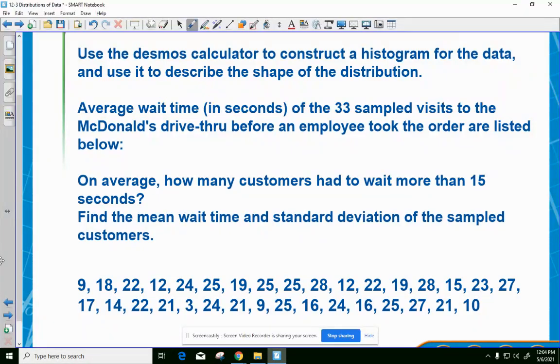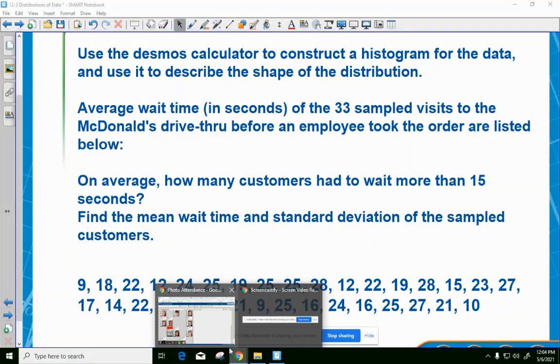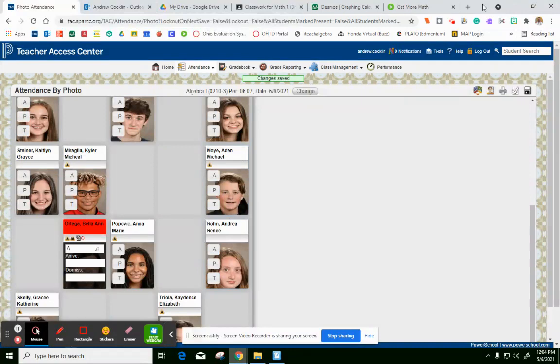Okay. Now, just like we have in the past 2 days, if we're going to get this information into Desmos, we are going to have to open a table. So if you have not, and I did see some of you guys already did, you hit that plus button and you open a table, and you're going to need to input those numbers in there. There should be 33 of them.